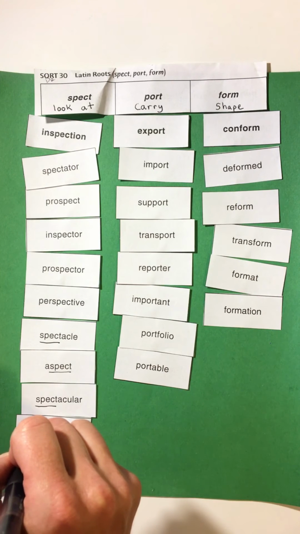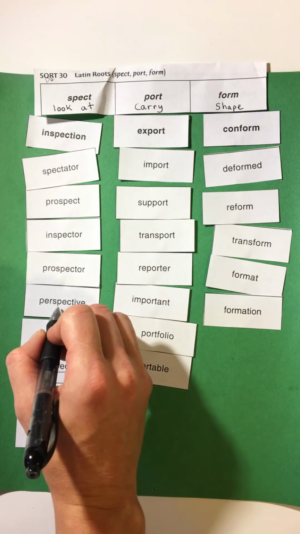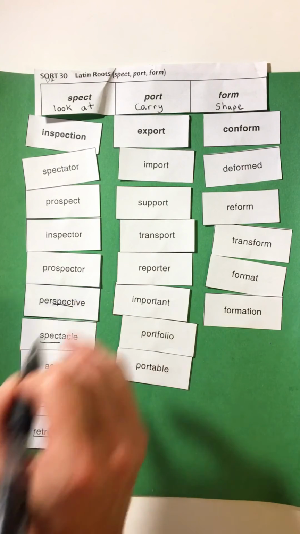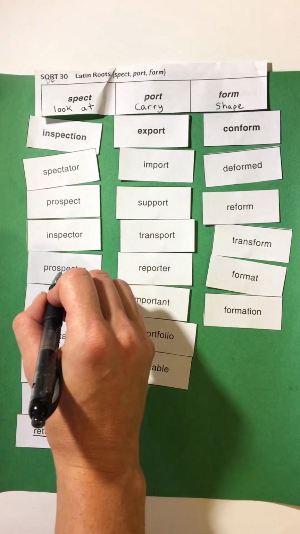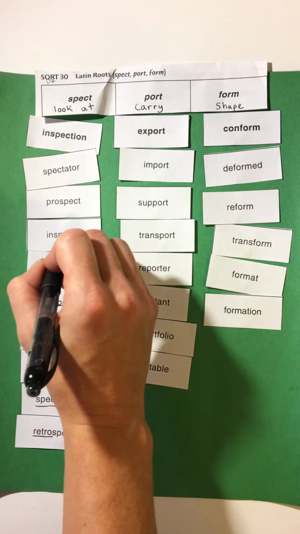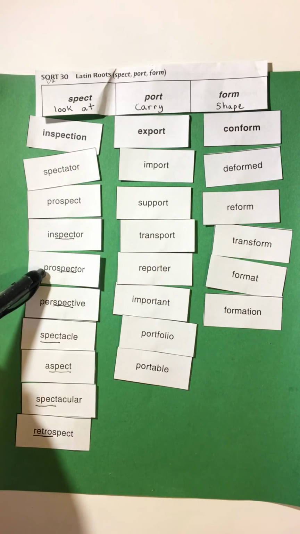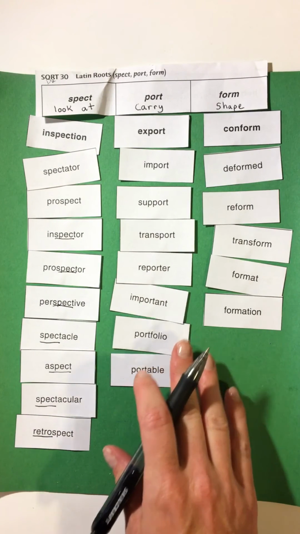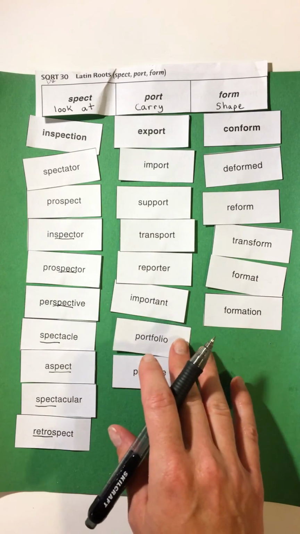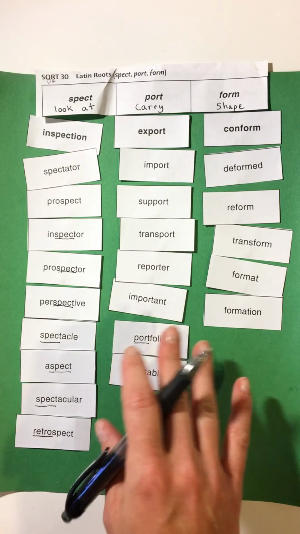Perspective is how you look at something. Remember we talk about first person, second person, third person? That's the perspective. A prospector, someone who's looking for something. Inspector, also someone who's looking for something. This reminds me of the gold prospectors. Okay, portfolio, portable. Portfolio is a collection of your things, maybe artwork that you could bring with you.